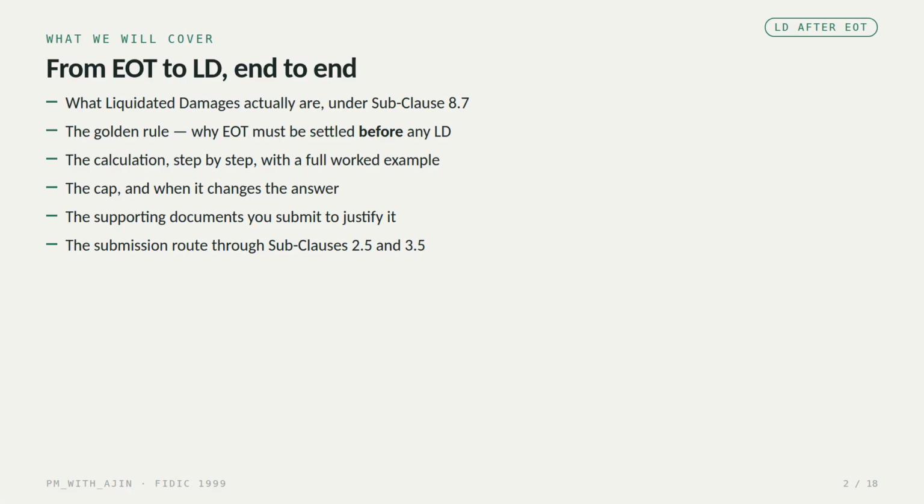Here's the plan. First, what liquidated damages actually are, then the golden rule where the EOT must be settled before you touch any LD. We'll walk the calculation step by step with a full worked example. Look at the cap, and when it changes the answer, go through the supporting documents you submit, and finish with the submission route through subclauses 2.5 and 3.5. This is the Red Book, 1999.